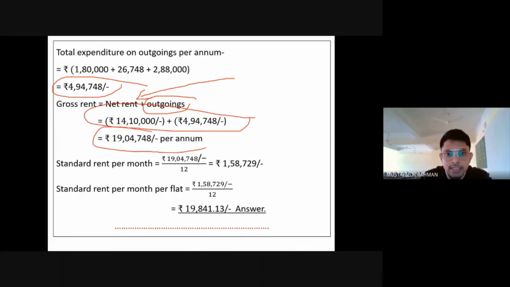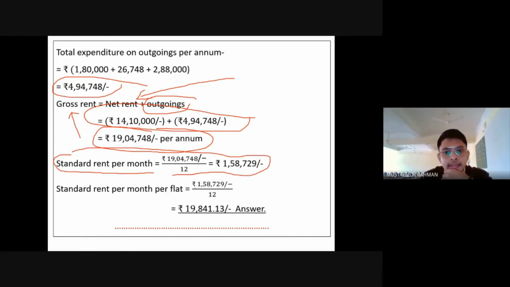And the gross rent is calculated on a per annum basis throughout the year. So we have to calculate what is the rent per month. When we take the gross rent and divide it by 12, that is also called the standard rent. So gross rent divided by 12 is our standard rent per month. Done? Then standard rent per month per flat. How many flats we had? We had 8 flats. If we divide by that, this is going to be our answer.